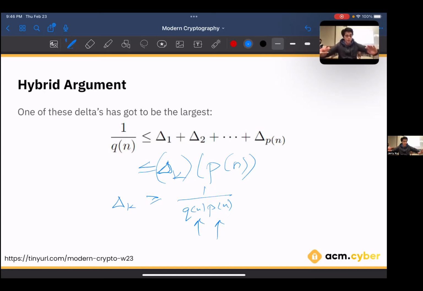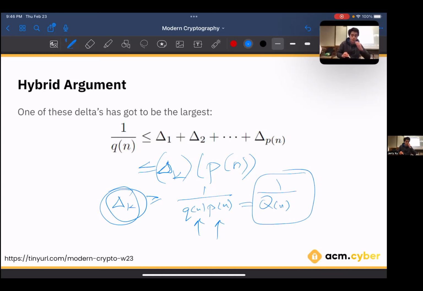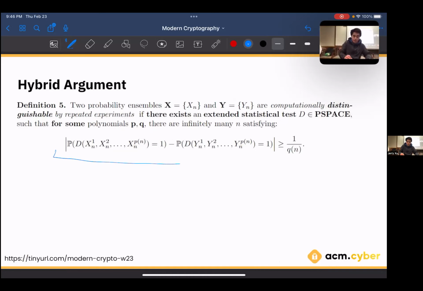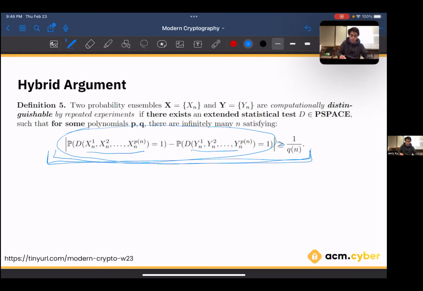So what do you guys know happens when we multiply two polynomials together? What do you get? Get another polynomial, right? So we might as well just call this big Q(n), right? So the point is we've got some difference here, and it's bigger than the reciprocal of some polynomial, right? And so if we take another look back at the definition, this is exactly what we said distinguishable meant, right? If we have some difference in probabilities between two things that is bigger than the reciprocal of some polynomial, then we would call those two things distinguishable, right?